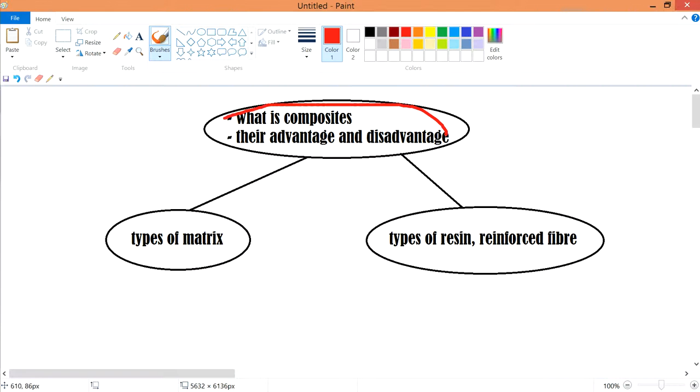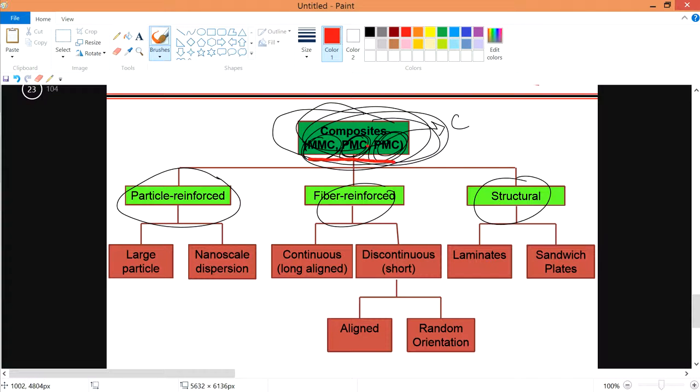Okay, so we have cleared away what is composite, advantages and disadvantages, and types of matrix. Now we talk about the types of resin. I believe the composite is very familiar to you right now, and therefore we talk about the reinforcement. We can use particle, we can use fiber, or we can use structural reinforcement. So all these things we'll be talking about in this video.